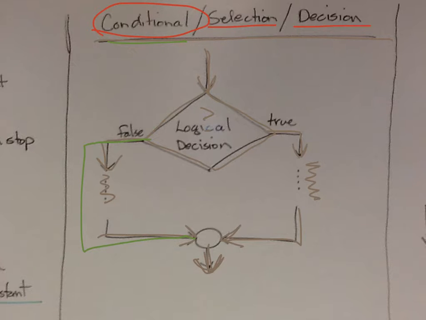We either do the processing this way. So if hours are greater than 40, true, we figure overtime over here using that. If not, we figure pay without overtime. Then we bring it back together and then do whatever work we're doing here.